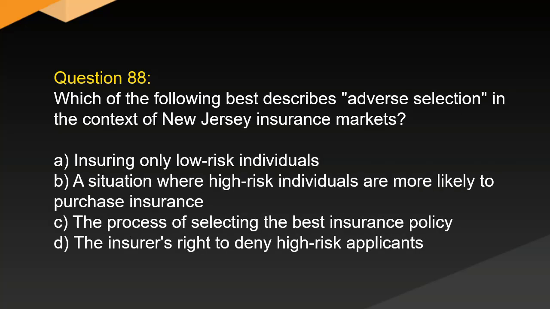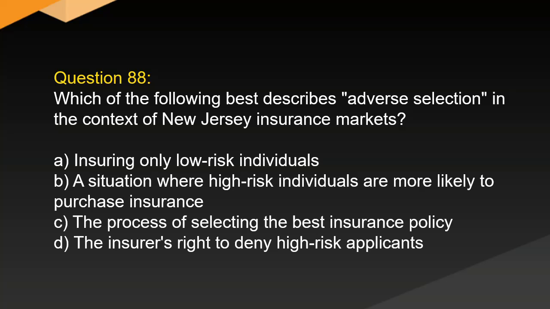Question 88. Which of the following best describes adverse selection in the context of New Jersey insurance markets? A. Insuring only low-risk individuals. B. A situation where high-risk individuals are more likely to purchase insurance. C. The process of selecting the best insurance policy. D.